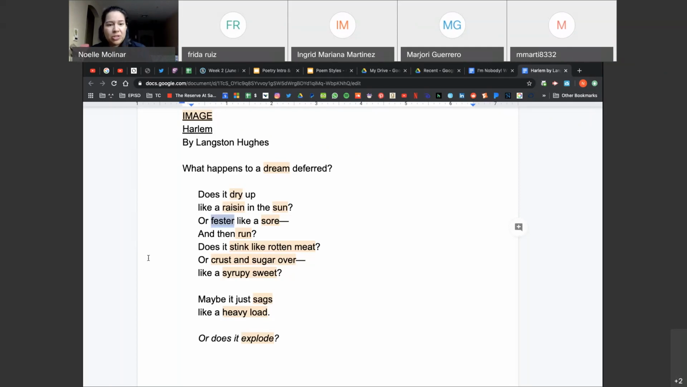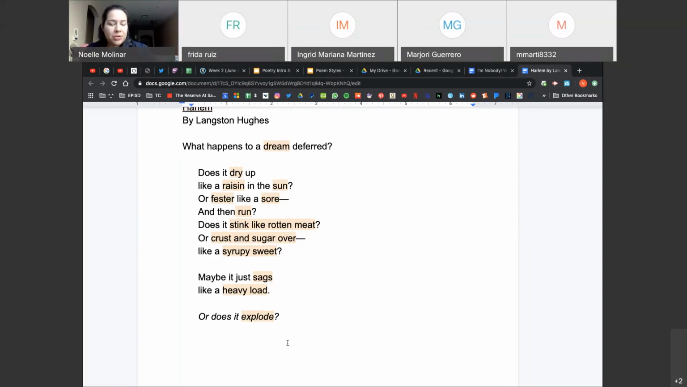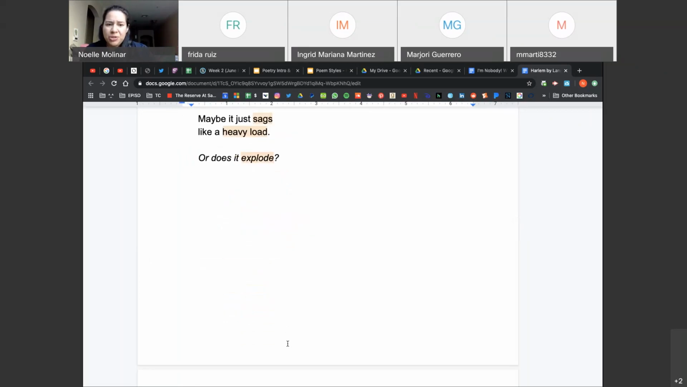That's a big image. And maybe it just sags like a heavy load. So you can imagine most times in school you have your backpack, it's super heavy, you're going around and it sags. It kind of weighs itself down. And then we have explode. So explode, that's a big image, right? Especially when it comes to a dream.